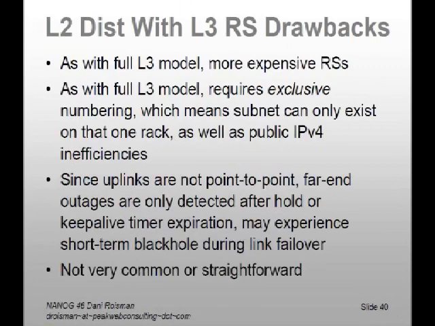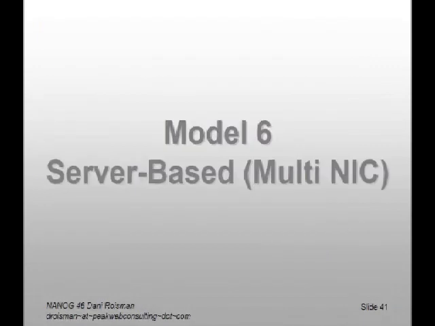Drawbacks, just like the layer 3 model, you need more expensive rack switches. You also need exclusive numbering, which means a subnet can only exist in that one rack. And of course, if running IPv4, you have inefficiencies. Since uplinks aren't actually point-to-point, you're not going to have an immediate failover based on link failover. So if switch 1's uplink 2 goes down, well, switch 3 won't actually know about it until some kind of keepalive or timer expiration on the routing protocol. This model is not very common, not very straightforward, so again, you're going to spend some extra time describing it to people, preparing your staff to support it.